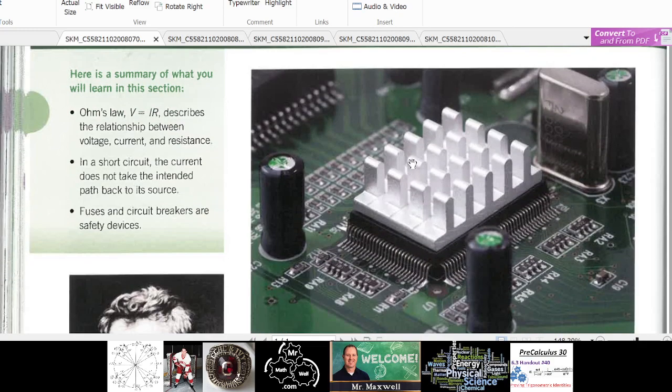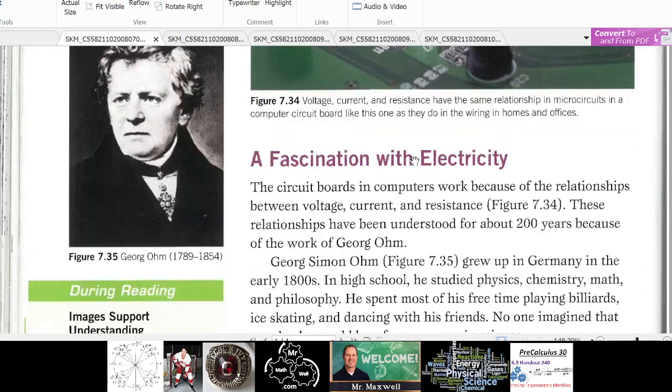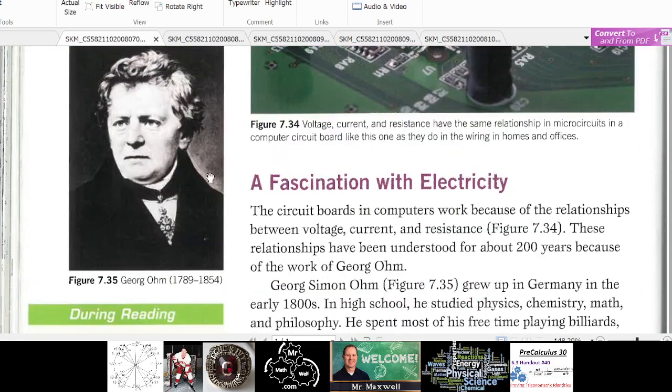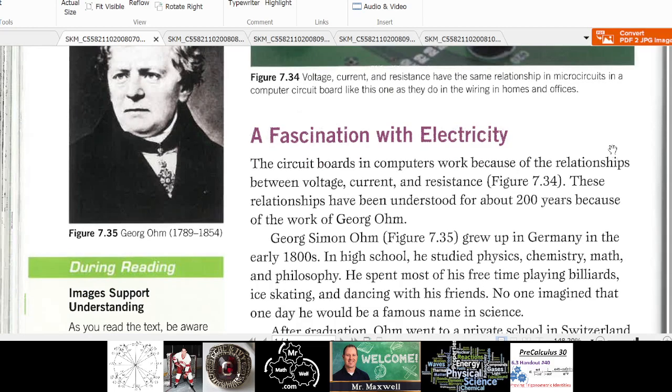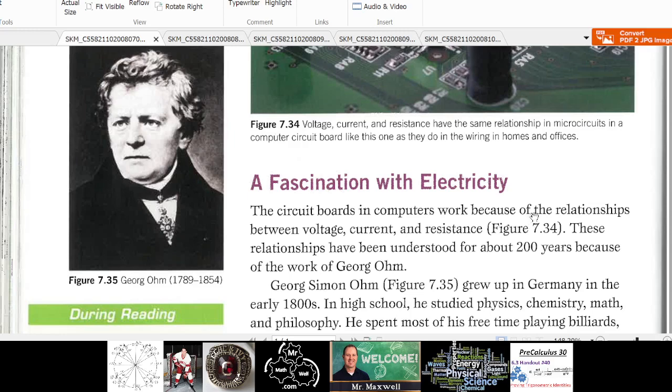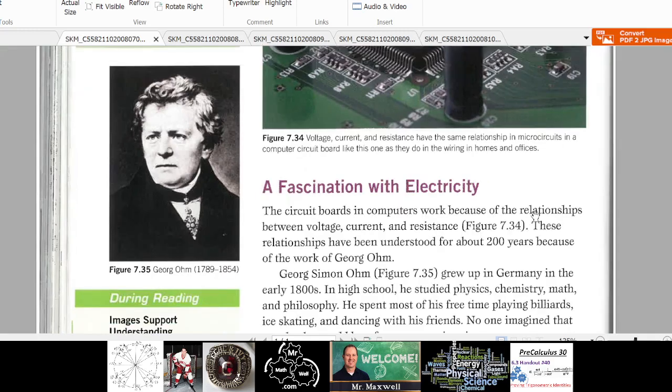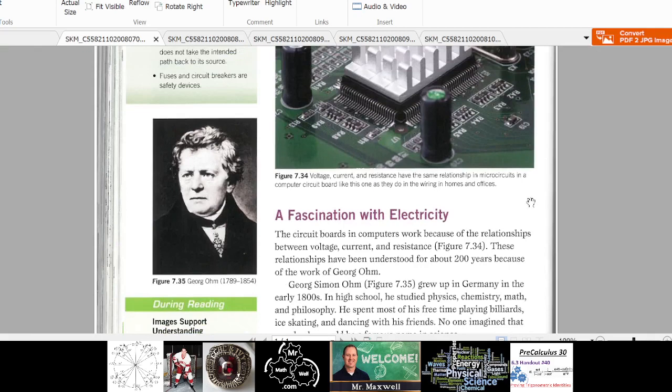But first, let's take a look at the guy that Ohm's Law is named after. And his name is, it's not George, doesn't have an E on the end, it's Georg. Georg Ohm. Ohm, that's him right there. Okay? So the circuit boards and computers work because of the relationships between voltage, current, and resistance. These relationships have been understood for about 200 years because of the work of Georg Ohm.